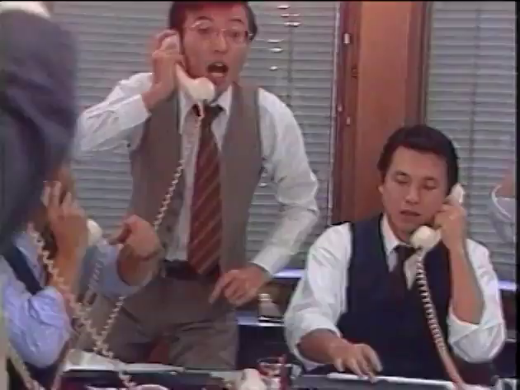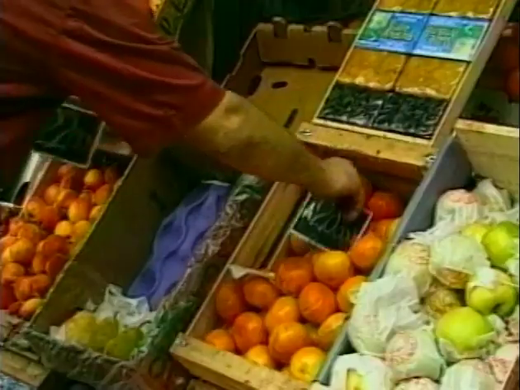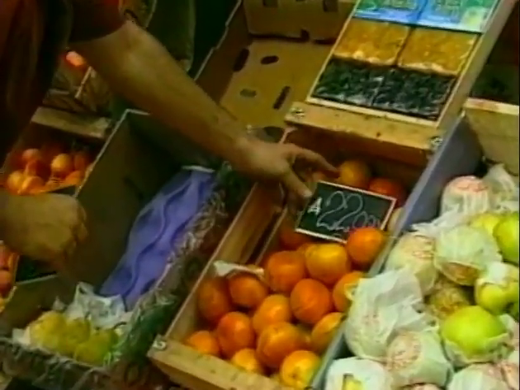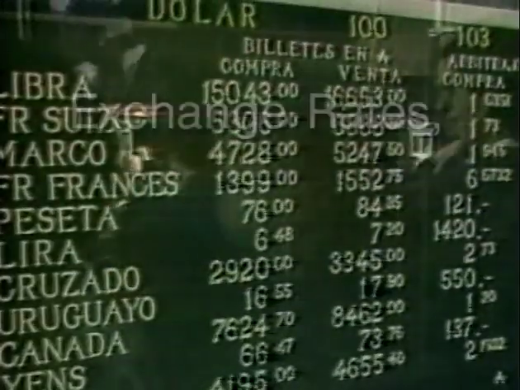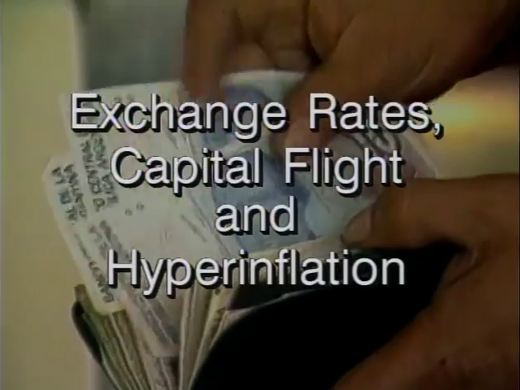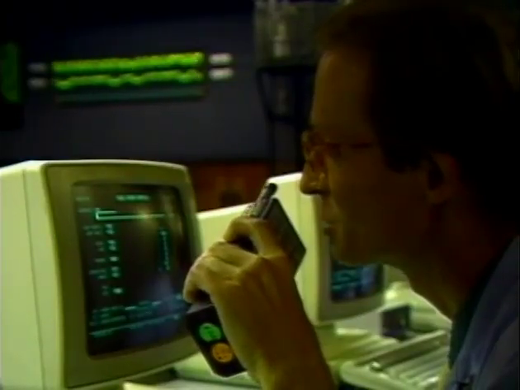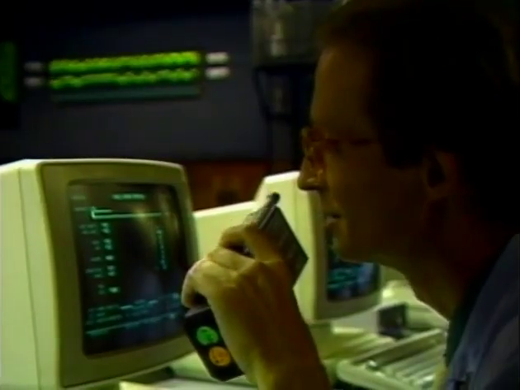When exchange rates gyrate, when investment capital flees the country, when inflation becomes hyperinflation, governments clamp on controls. Exchange rates, capital flight, and hyperinflation. What's their message? We'll find out when we look inside the global economy.